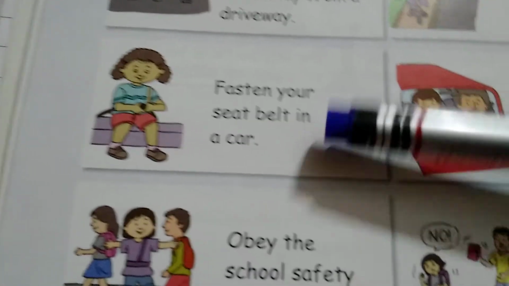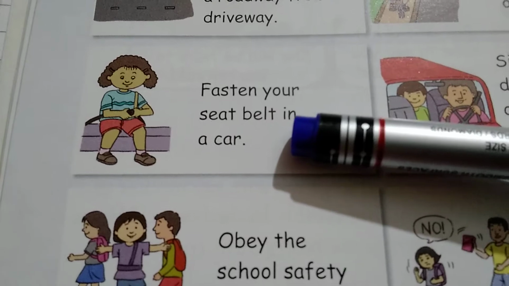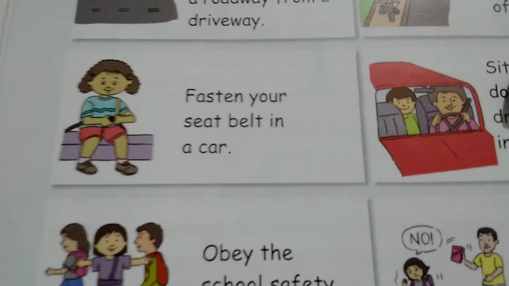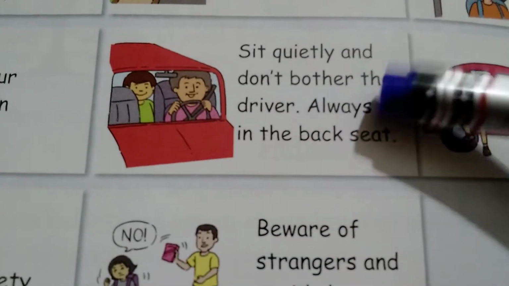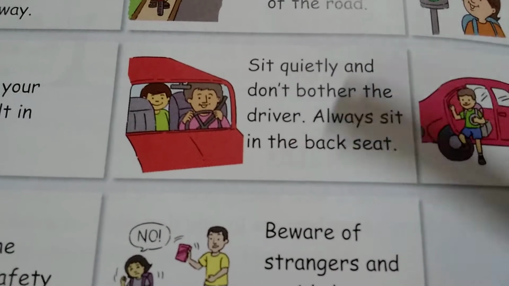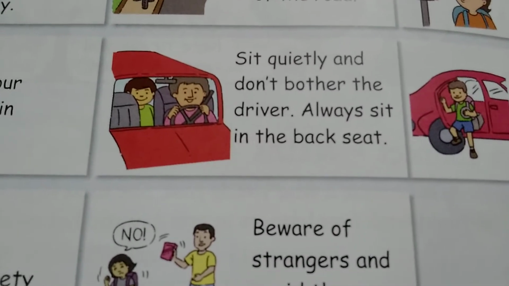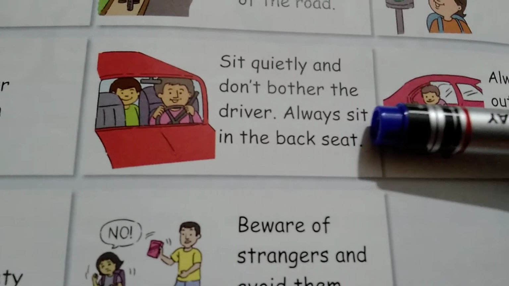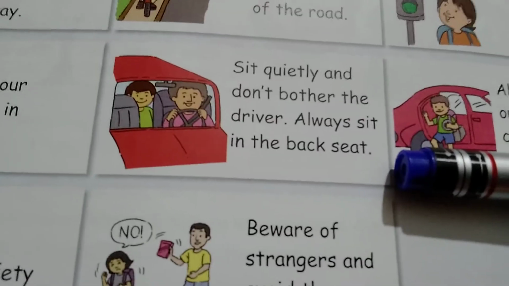Next, fasten your seat belt in a car. Whenever you are in a car, then you must fasten your seat belt. Okay? Next, sit quietly and don't bother the driver. Yes, sit quietly. That means you must sit quietly and don't disturb the driver. Okay, and always sit in the back seat. You children always sit in the back seat.